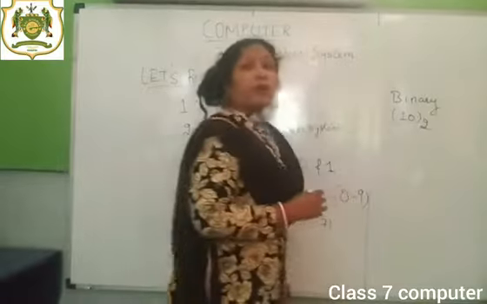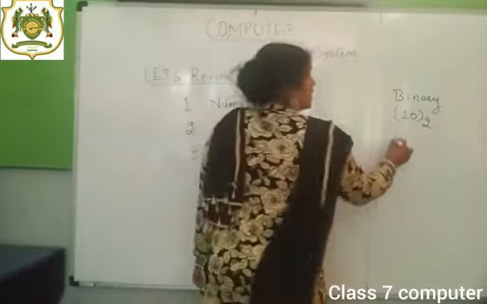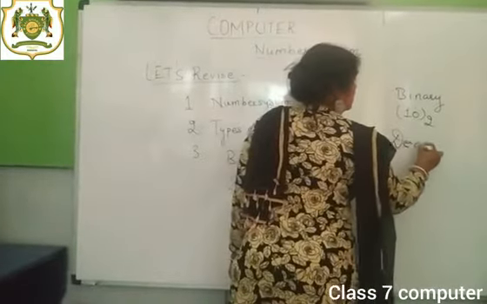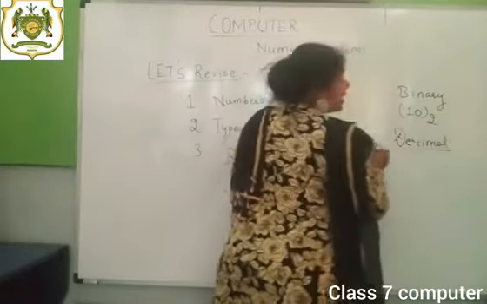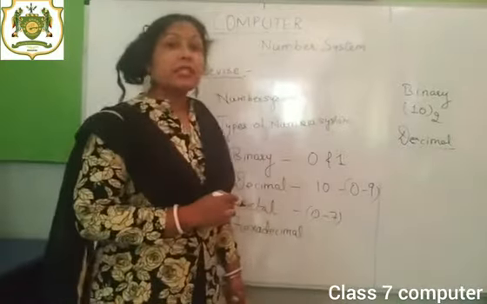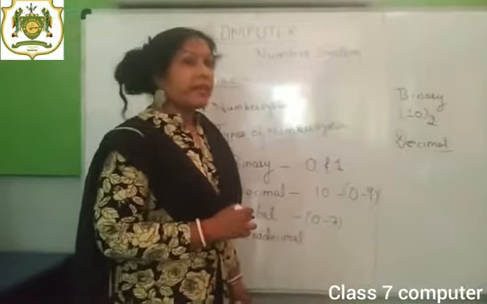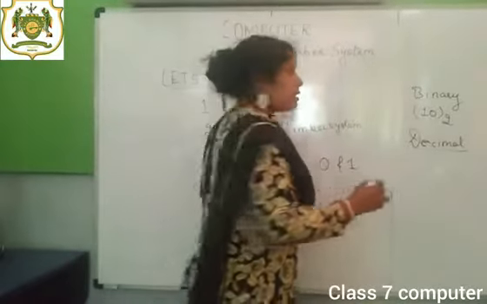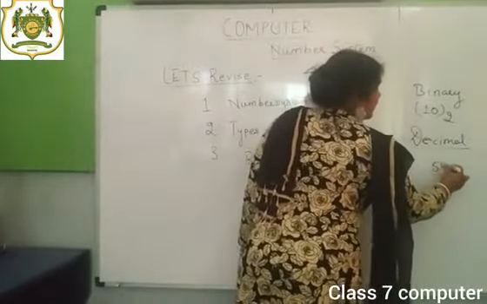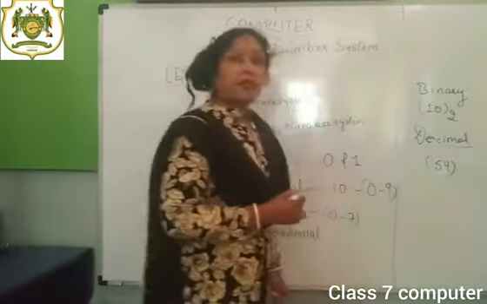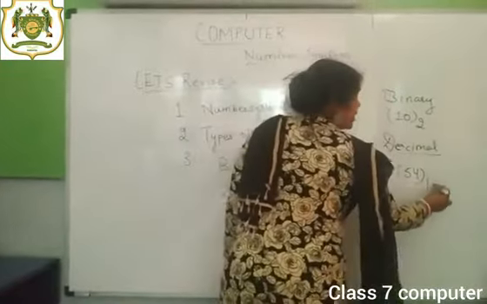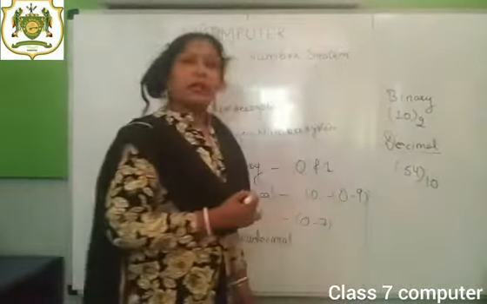Now if I talk about the decimal number system, decimal can be represented by the base 10. With the base only we can identify the type of number system. For example, if I am writing 54, 54 is the decimal representation. How can you represent it? By putting the base as 10.